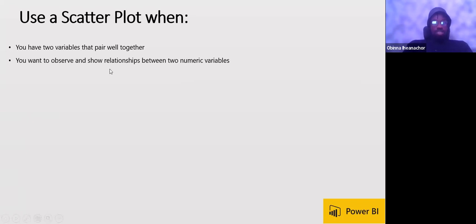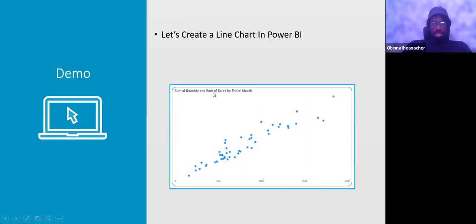So scatter plots are used when you have two variables that pair together, and also when you want to observe and show relationships between two numeric values. So let's see a demo. We'll look at quantity versus sales. All right, let's look at this.